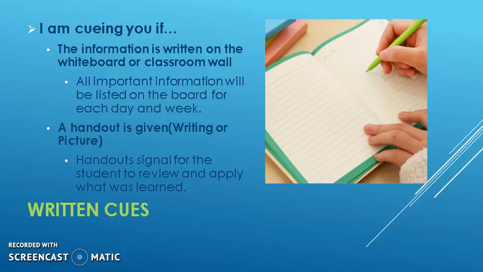One of the main points was to let the students know how they will be cued, so that when they come to those points where you are cueing them, they understand what it means and what to do once they reach that point. One of the examples is the information is written on the whiteboard or classroom wall. If that information is written up, say it is what to do that week, the subject we're covering, or the lecture notes, anything that's written on the board or on the wall is information that they need to pay attention to, note take, and be aware of to follow along and be productive in the classroom.